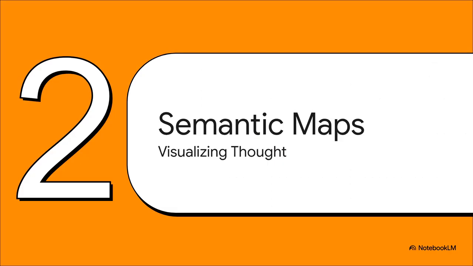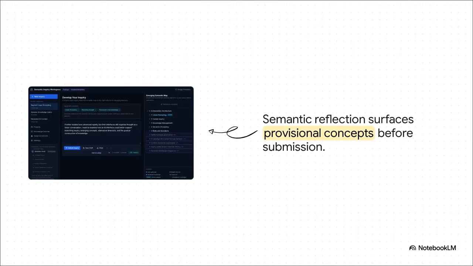Moving on to Section 2, maturing into semantic maps. Visualizing thought. So how can we actually visualize human thought before we ever hit send? Well, as you type in the prompt canvas, a simulated semantic reflection starts surfacing provisional concepts right alongside it. It's literally mapping out assumptions, contradictions, and related questions in real time.